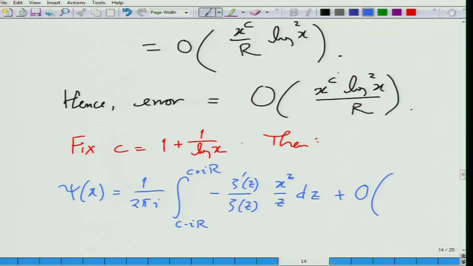I am saying it, even if you take it as x to the c, because I am going to choose c to be 1 plus 1 over log x. So, what does this make x to the c equal to? That is e times x, which is just order x. So, x to the c is order x. So, basically you get x log squared x by r.